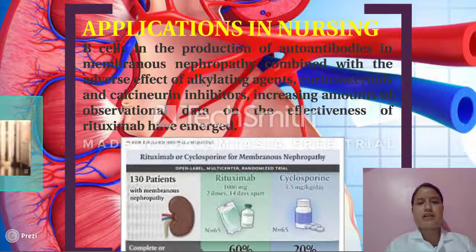Application in nursing. B cells in the production of autoantibodies in membranous nephropathy combine with the adverse effects of alkylating agents, corticosteroids, and calcineurin inhibitors. An increasing amount of observational data on the effectiveness of rituximab has emerged.